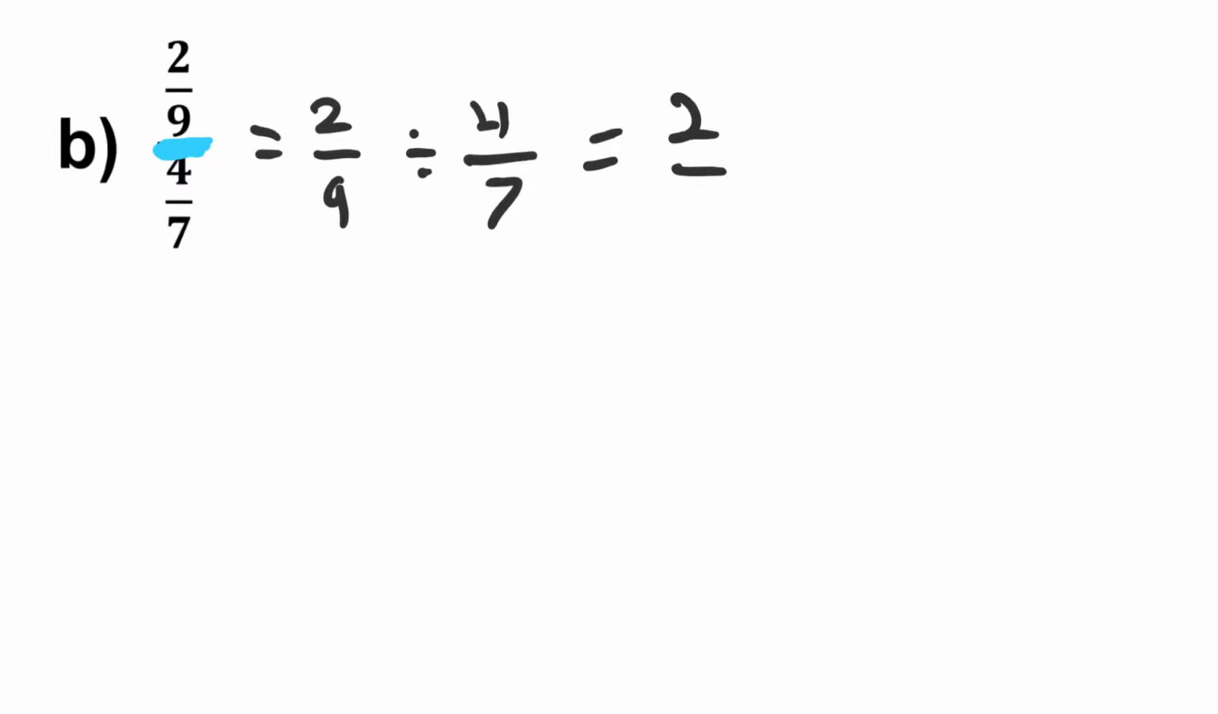So flip and multiply. So we flip the second one. The first one stays the same. We've changed the multiplication side, and now we flip. So then it would be 7 over 4. Can I simplify? The answer is yes.